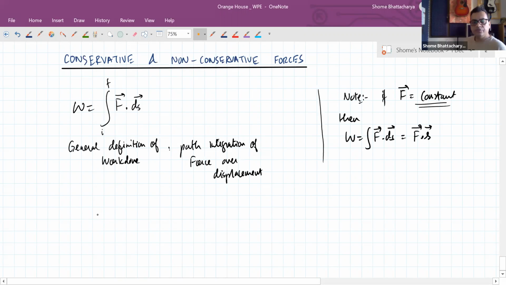Now, if the work done by the general definition only comes out to be in such a way that it is independent of the path, but only depends on the position, initial and final. So that means that if we take the body via any path of choice from initial to final, the work done is the same. That means it is independent of path, but it only depends where my initial position is and where my final position is. Then it is called the conservative force.